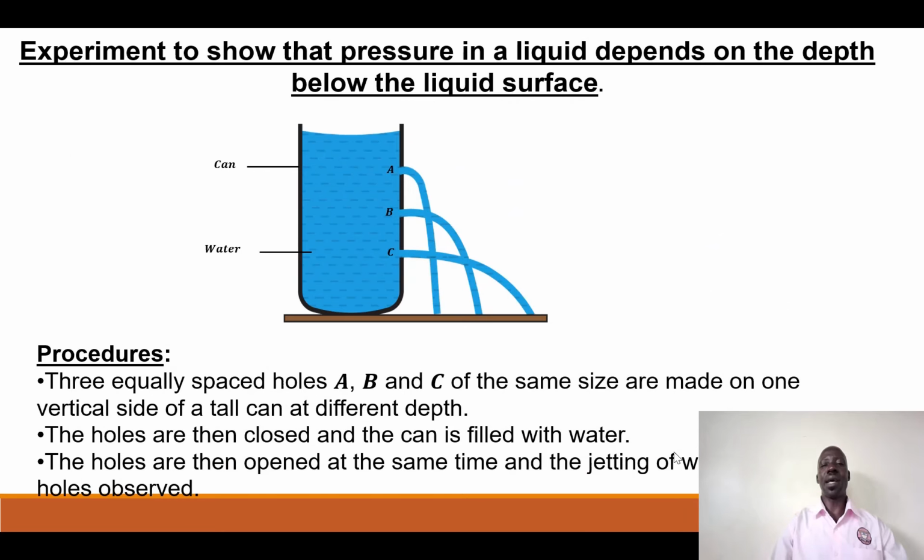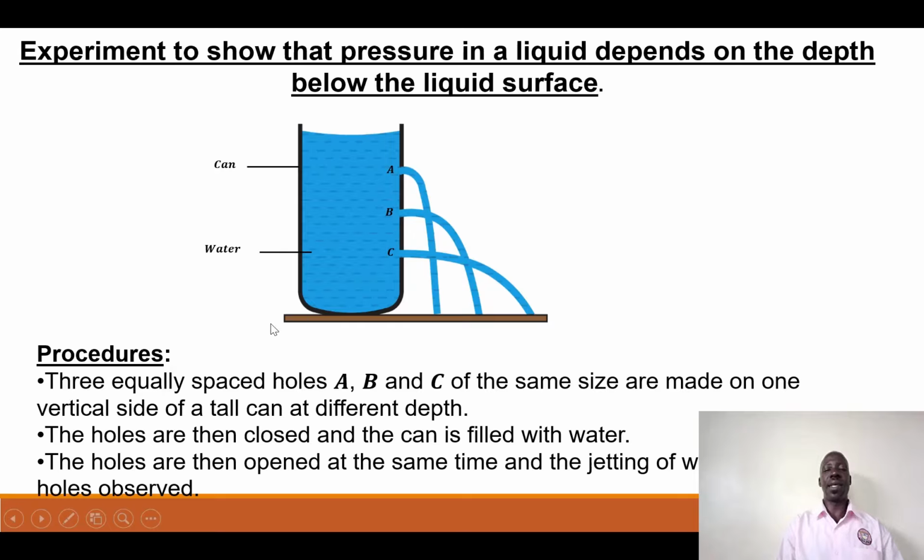Now, let us have an experiment that is going to show that pressure in liquids depends on the depth below the liquid surface. In this experiment, we are going to create three holes, hole A, hole B, and hole C. These holes are supposed to be created at well-spaced intervals, and the holes must be of the same size. Inside, we are going to have water.